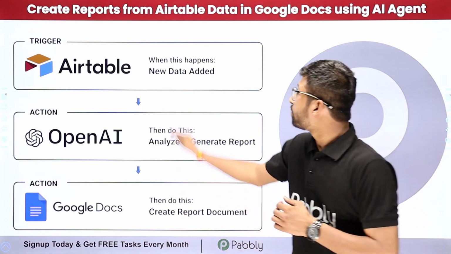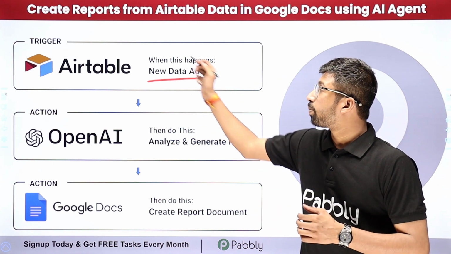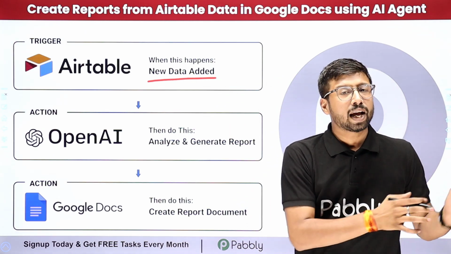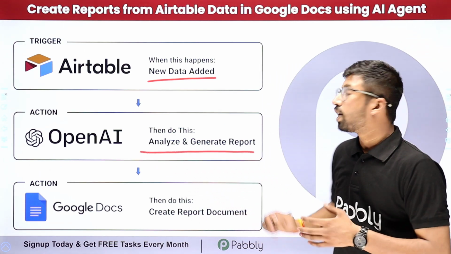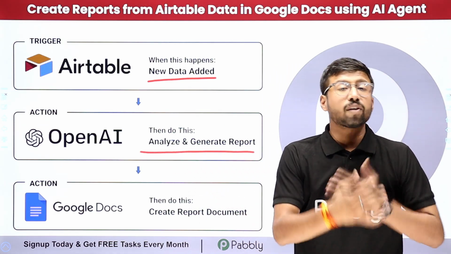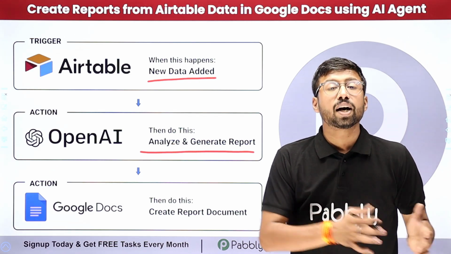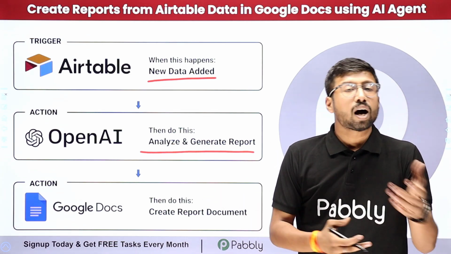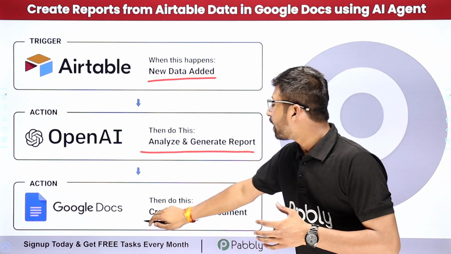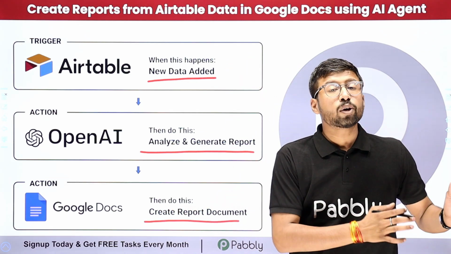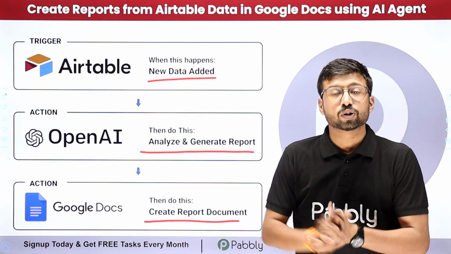Now this AI agent will get the new data of the performance report which we are adding in Airtable, and then the AI agent will automatically send this data to OpenAI or to ChatGPT, and using these AI platforms, we are going to analyze the data and generate the report out of it. After generating the report, we are going to enter the details of the client and the report from AI in Google Docs, and using this, we are going to generate a new document with the reports for it.